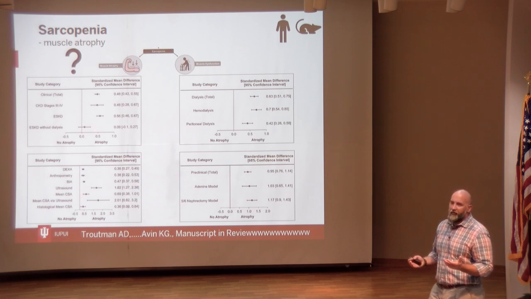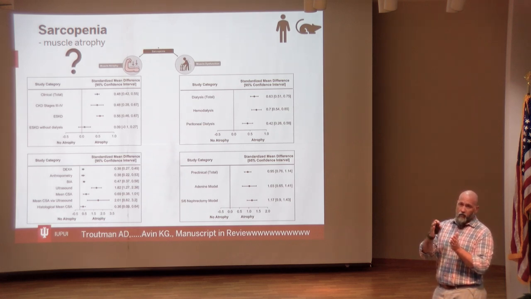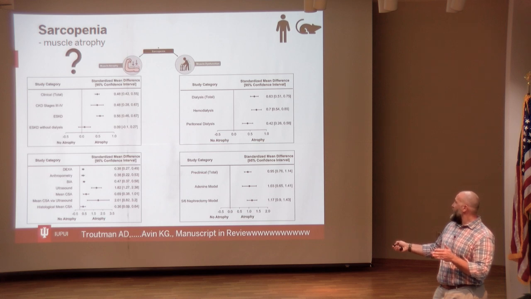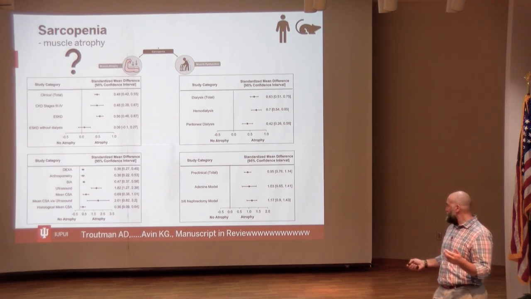Overall, the magnitude of atrophy occurring in those with CKD from clinical studies is considered small at best. The ESKD alone was considered moderate because it was 0.55. So we're not seeing huge amounts of atrophy across all the studies that we did.